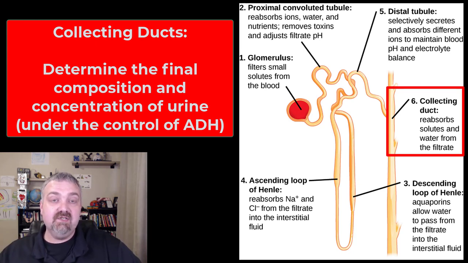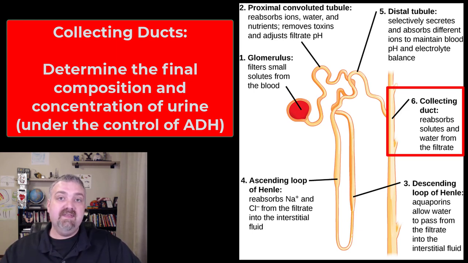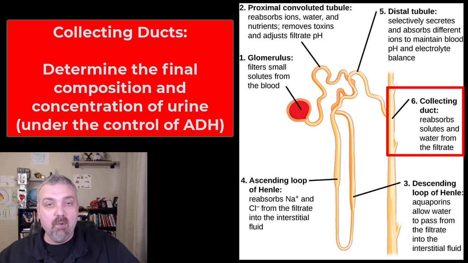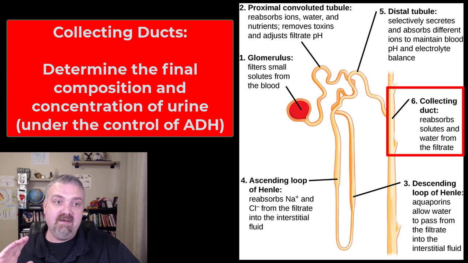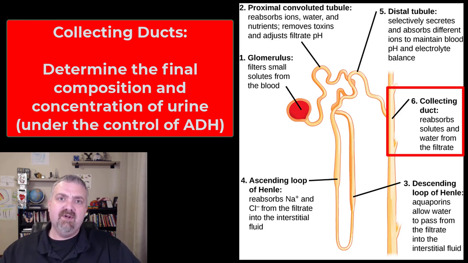The collecting ducts' job is to determine the final concentration of urine. After all of these steps, we still have 27 liters of water to deal with. So the collecting ducts will determine how much of that 27 liters will be reabsorbed. That's primarily under the control of ADH, antidiuretic hormone. Other things can play a big role as well. But as long as you have the appropriate amount of ADH and you're not overhydrated or dehydrated, it'll take that 27 liters of fluid and turn it into 1 to 2 liters of actual urine.